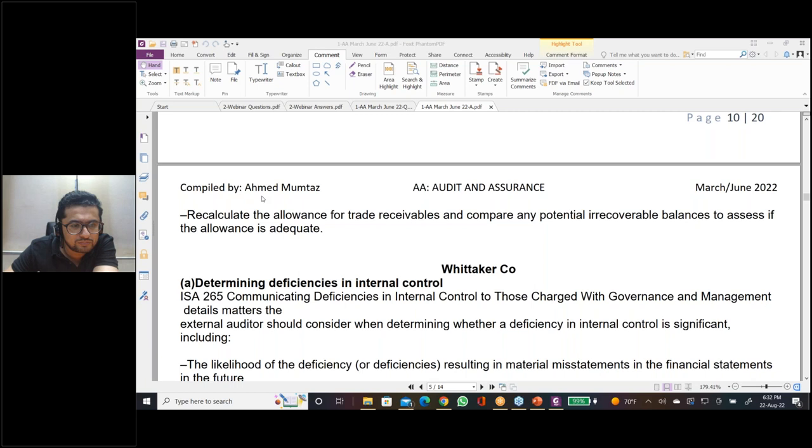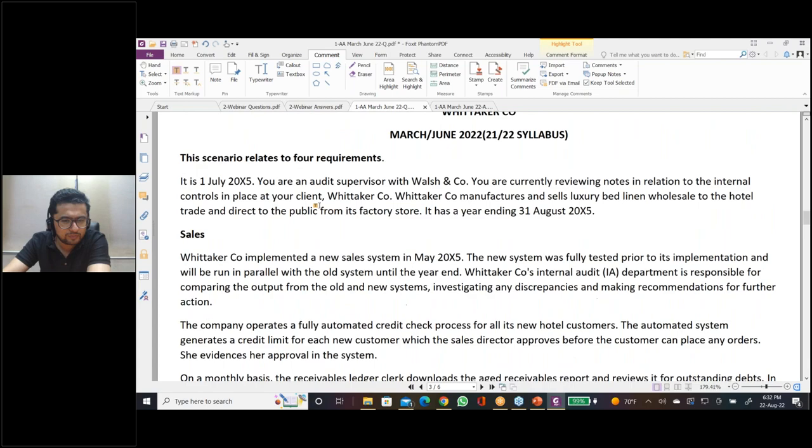Let's go to another question. So this question had nothing to do with substantive procedure.